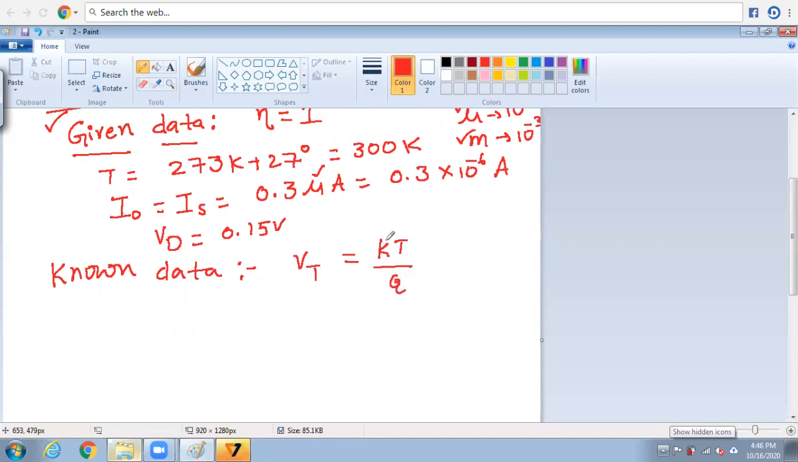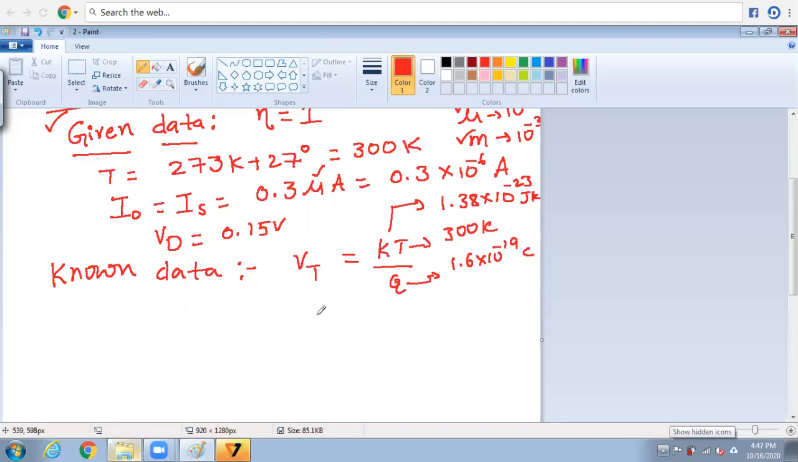This k is nothing but the Boltzmann constant, around 1.38 times 10 to the power of minus 23 joule per Kelvin. Next, T is the room temperature, so you have to write 300 kelvins. Then q equals 1.6 times 10 to the power of minus 19 coulombs.